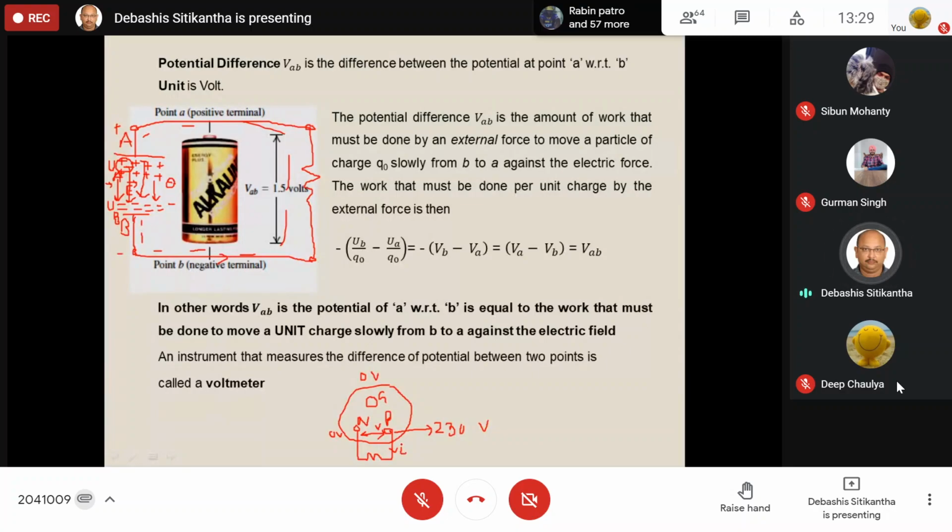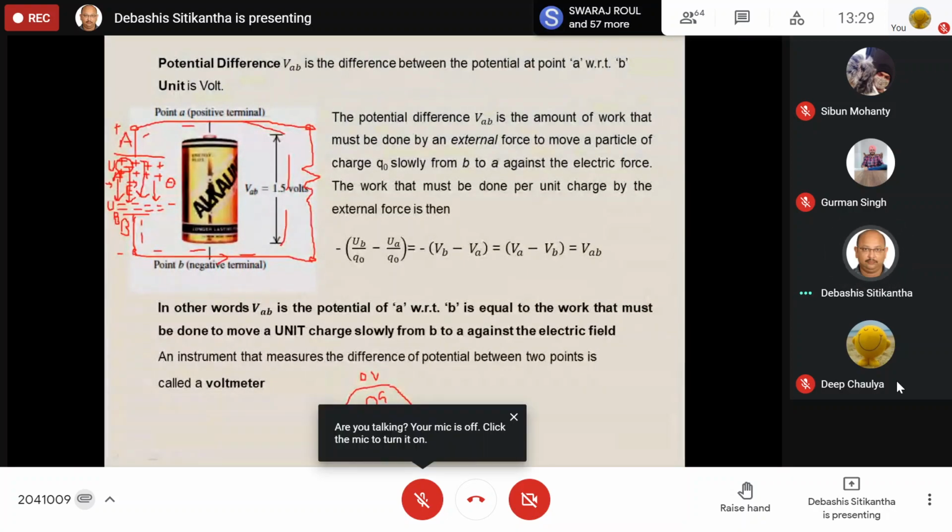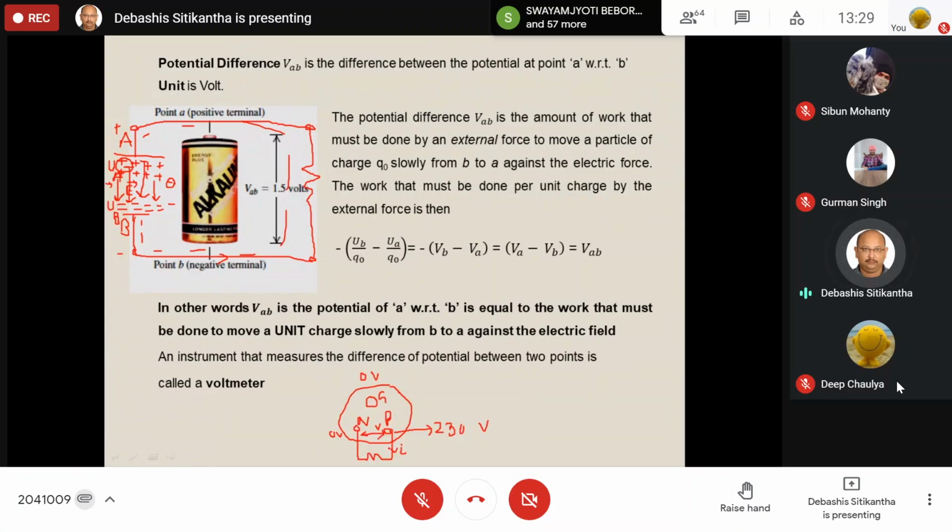So in this case, when I connect a load between the point P with a potential of 230 volt and the point N with a potential of 0, then obviously between the point P and N I have a potential difference of 230 volt. So when I connect a load to a 230 volt source, it is going to give energy to the load to do some work. So this is the concept of potential and potential difference.